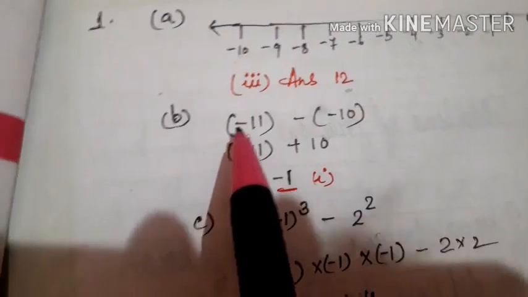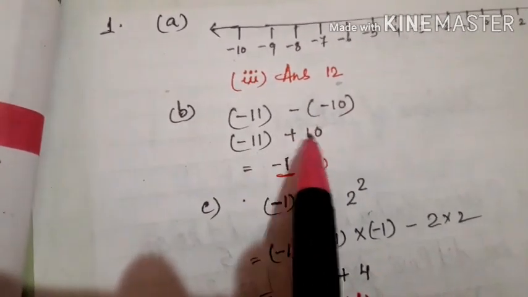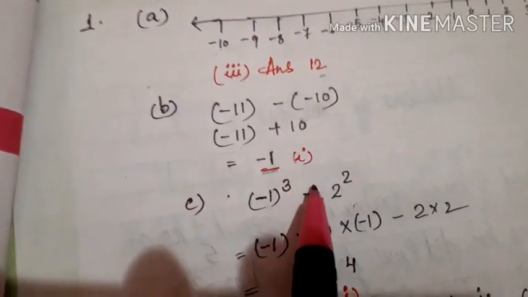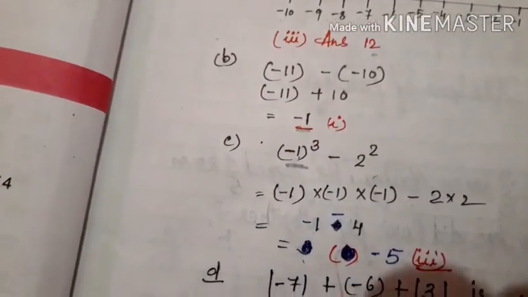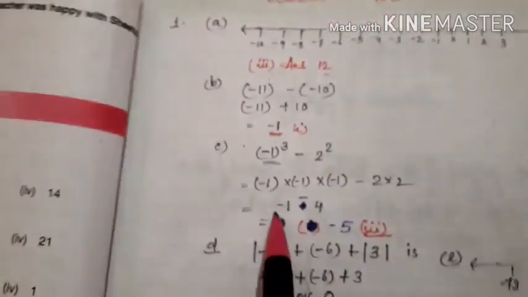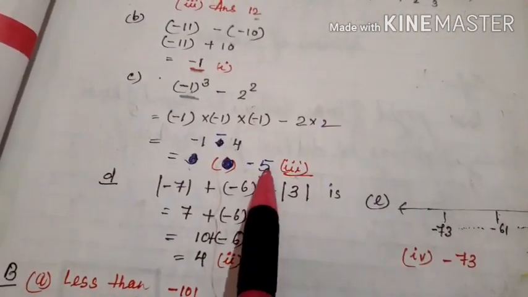If we subtract minus 10 from minus 11, okay, what will we get? Minus 10 from minus 11. That means minus 11 minus of minus 10, minus 11 minus of minus, plus 10, which is equal to minus 1. Minus 1 is the answer. Then C. Square of 2 subtracted from cube of minus 1, which is equal to minus 1 to the power 3 minus 2 to the power 2. Then minus 1 into minus 1 into minus 1, you will get minus 1, minus 2 into 2, 4, which is equal to minus 5. That is the answer.